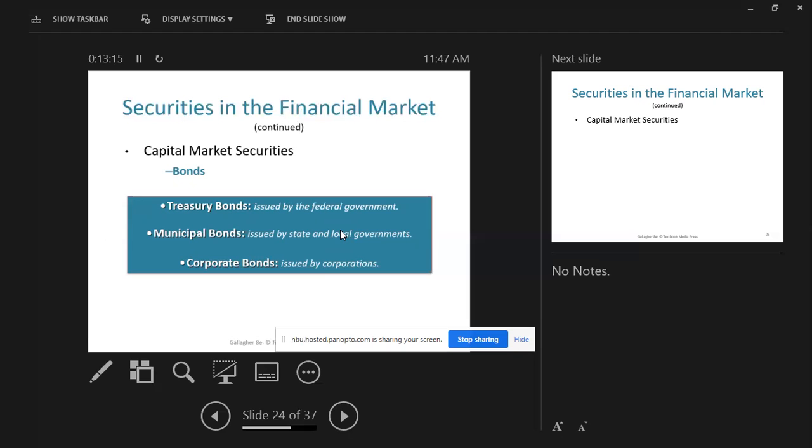What about the municipal bonds? Municipal bonds are issued by the state and the local government. For example, Texas issues bonds. The city of Houston issues bonds. All those are called municipal bonds. Municipal bonds are issued by state or local government.